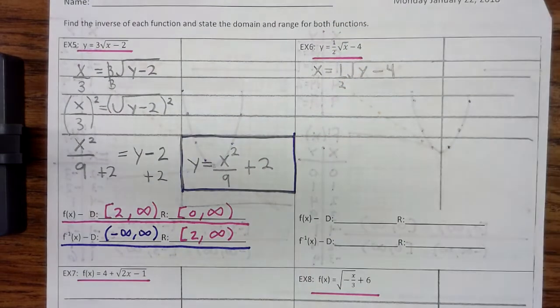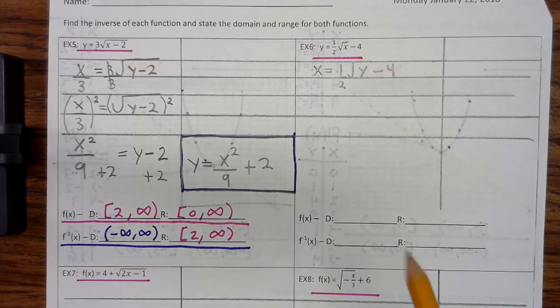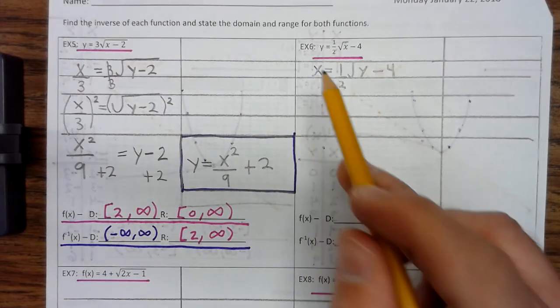And another thing is you don't actually have to watch the entire video. If you understood example 5 and you know how to use that to answer 6, 7, and 8, then you could stop the video right now and just do the examples on your own. All right, so first step is we're going to multiply both sides by 2.